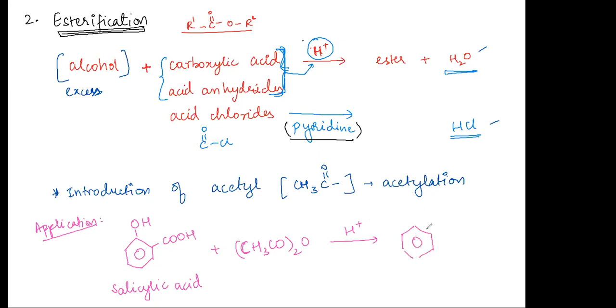So this COOH will remain the same, but this alcoholic group will form an ester with the carboxylic group here. So you get OCOCH3. This particular compound is called acetyl salicylic acid. Of course, water is removed, so plus H2O. Now, this compound is important because this is nothing but aspirin.